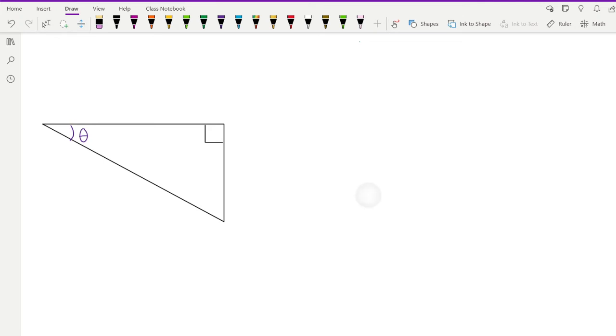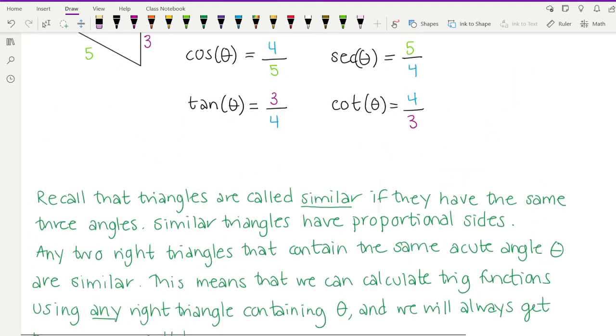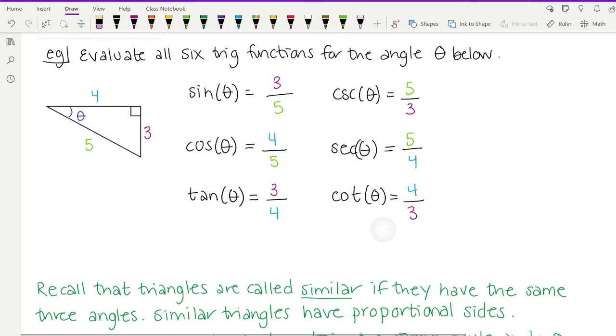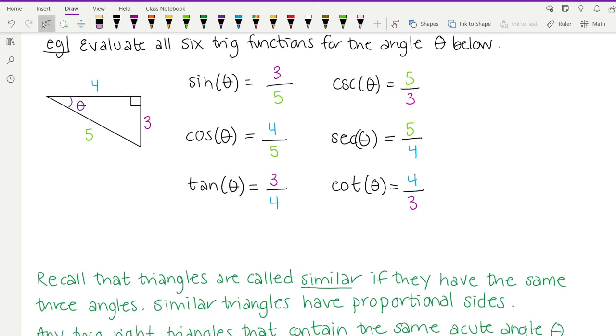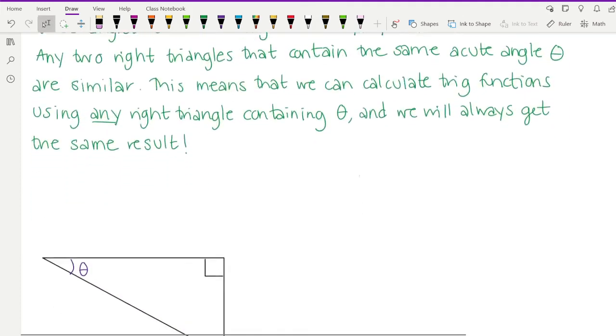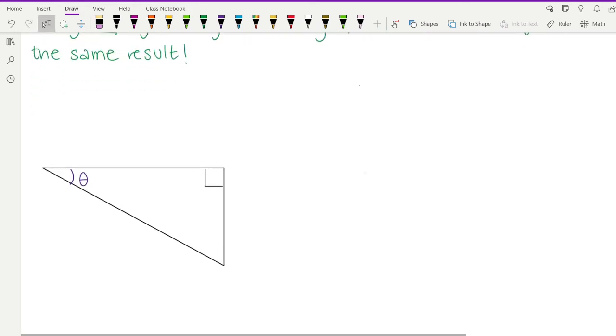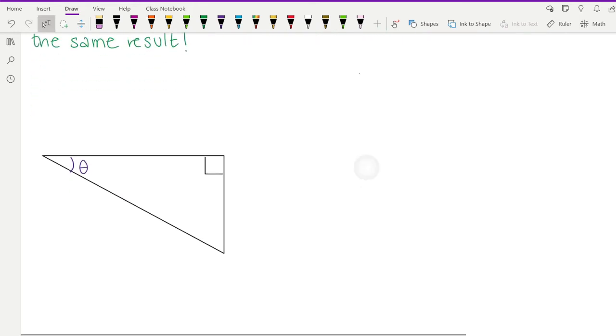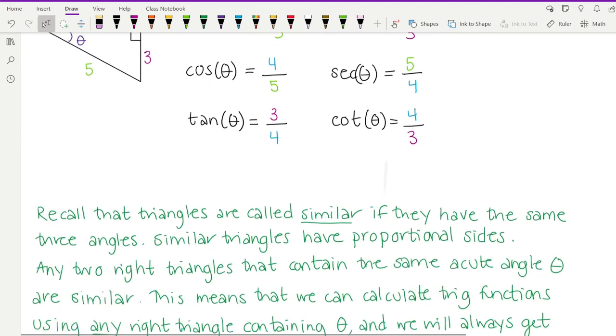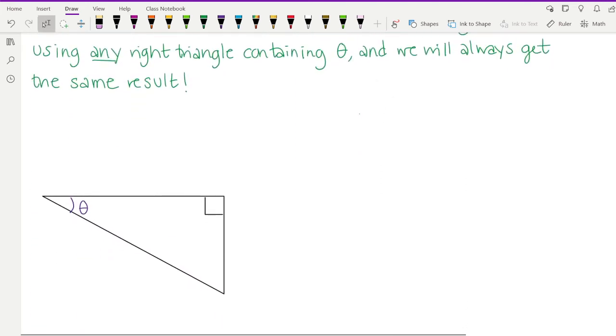Let's say that we have a triangle, and this triangle has the exact same angle theta. Again, we don't know the exact value of this angle, but let's say it's the same angle. And let's say that this triangle is exactly twice as big as this triangle. If it's twice as big, all of the sides are going to be twice as long. So this side is going to be 6 instead of 3, this side is going to be 8 instead of 4, and the hypotenuse is going to be 10 instead of 5.